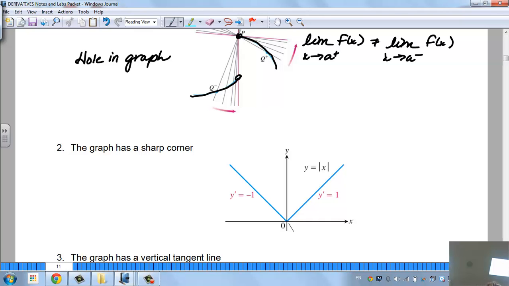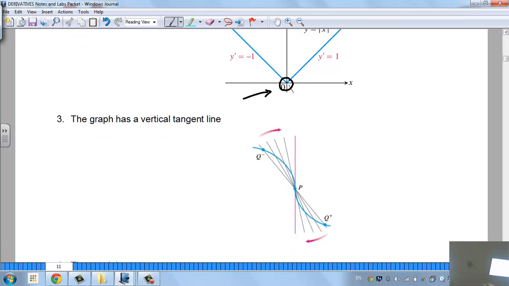The second one is if it has a sharp corner. And if you look here, this is the absolute value of x. The derivative from the left is -1, and the derivative on the right is 1, and there's a sharp corner right here. There is no derivative there at the sharp corner. The third is if the graph has a vertical line. So there's my vertical line there, the slope is basically undefined. There is no derivative there. The derivative does not exist because of that vertical tangent line.